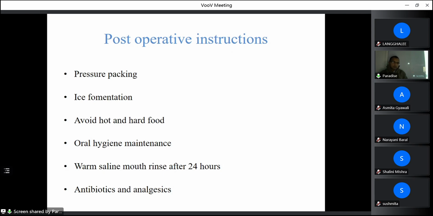Okay. Next is ice fomentation. Ice fomentation is advised to prevent bleeding. Avoid hot and hard food, oral hygiene maintenance, saline rinse after 24 hours, and antibiotics and analgesics. So in case of normal extraction, do we prescribe antibiotics or not? In all the cases, always?